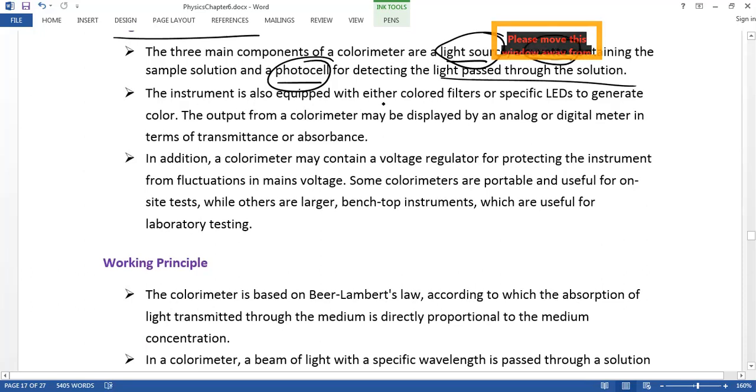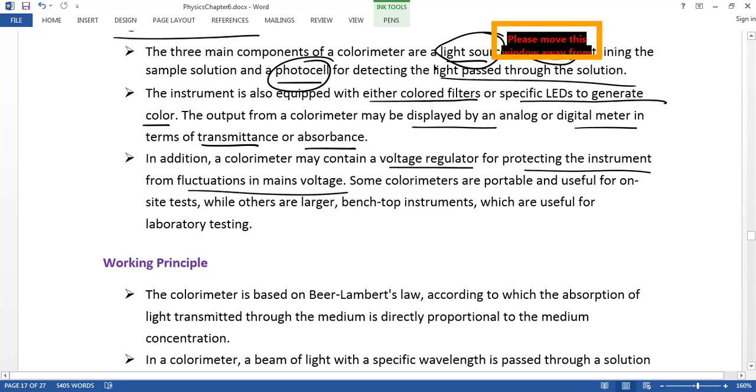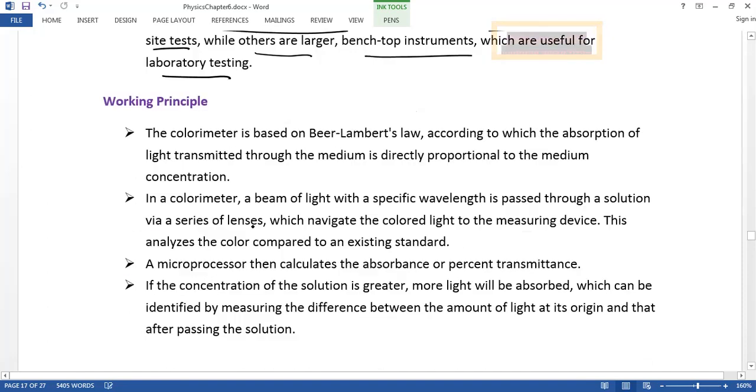The instrument is equipped with either colored filters or a specific LED which will generate a particular color. The output from the calorimeter may be displayed by an analog or digital meter in terms of transmittance or absorbance. In addition, the calorimeter may contain a voltage regulator for protecting from fluctuations of the main voltage. Some calorimeters are portable and useful for on-site tests, while others are larger bench top instruments which are useful for laboratory testing. So this is the setup of the calorimeter.